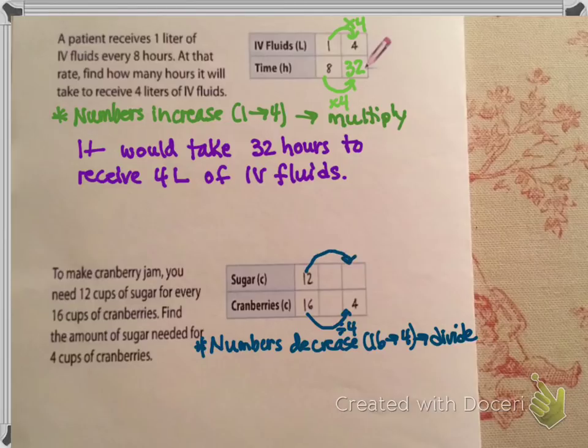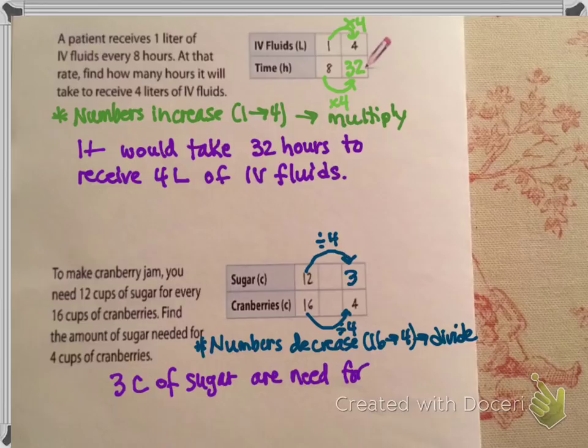So whatever I do to the denominator, I'm going to do to the numerator. So when I divide by 4, 12 divided by 4 is 3. So my conclusion would be 3 cups of sugar are needed for 4 cups of cranberries.